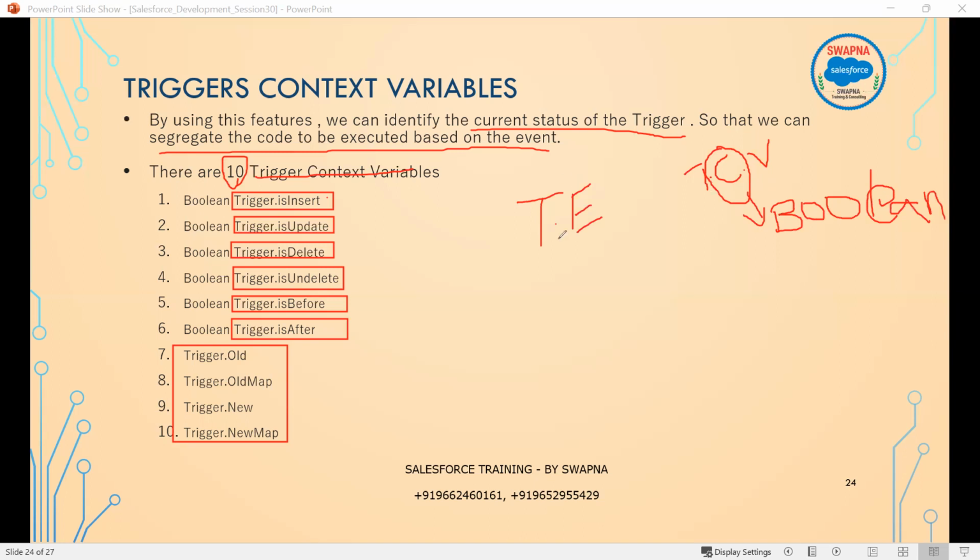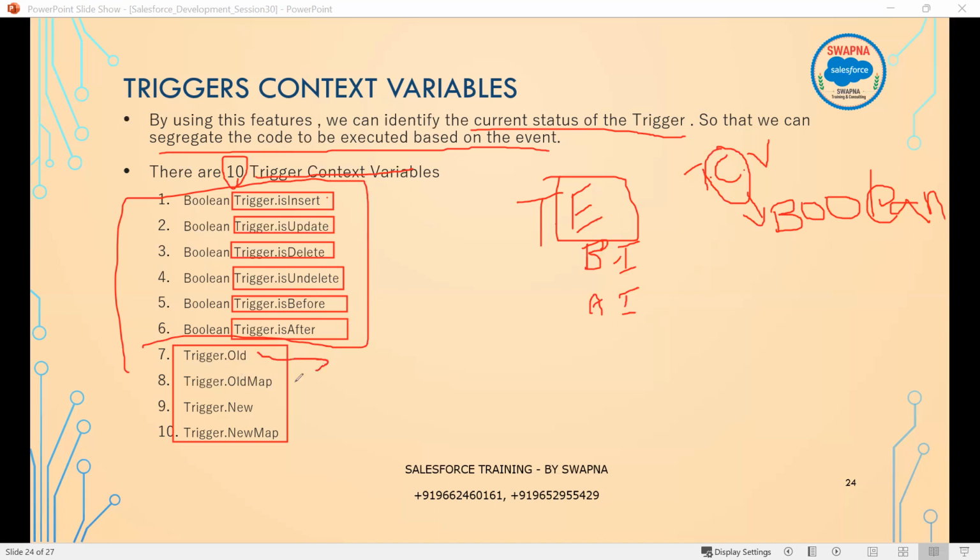Events are simple and straightforward: before insert, before update, before delete, after insert, after update, after delete, and after undelete. Events are nothing but DML operations. Trigger context variables are not DML operations; the return type is a Boolean value, used to decide when to execute the logic, based on the event, for segregation of the code. We can also check the old value and the new value and cross-verify these values.